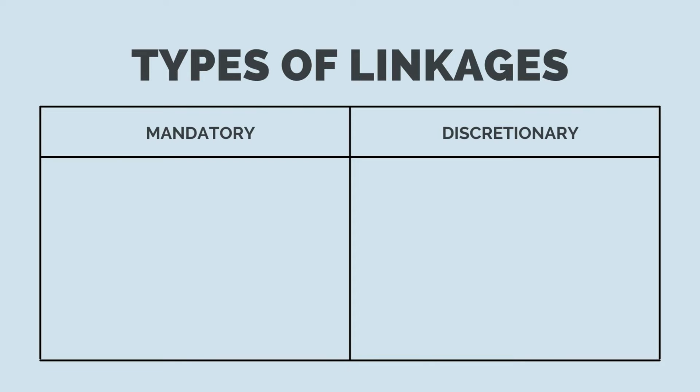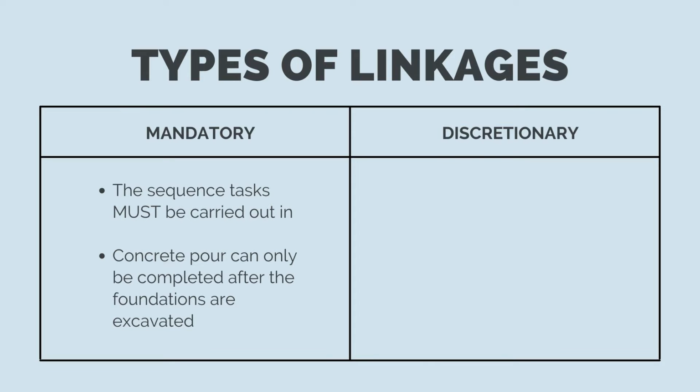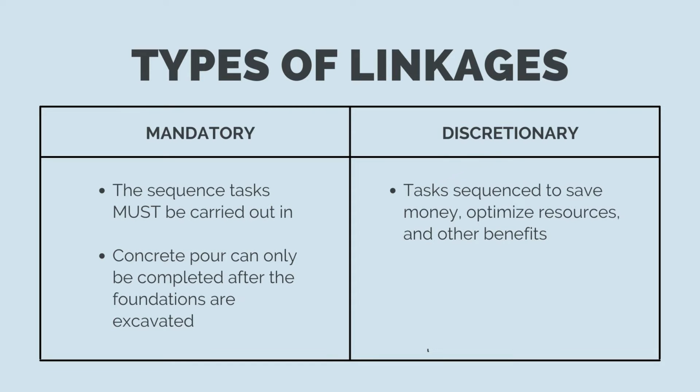A mandatory linkage is where tasks need to be completed in a certain order. There's no other way around it. It's a physical impossibility not to do it. For example, if we're doing the foundation of a light pole, we first need to drill the hole before we pour the concrete. It's impossible to pour the concrete for a light foundation without the hole. Discretionary linkages, on the other hand, are linkages we choose to put in place for other reasons.